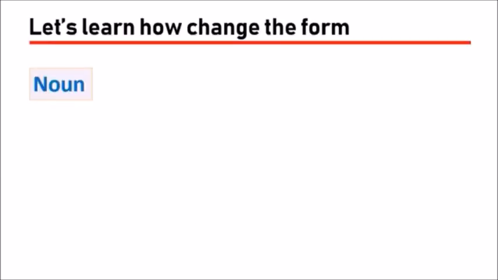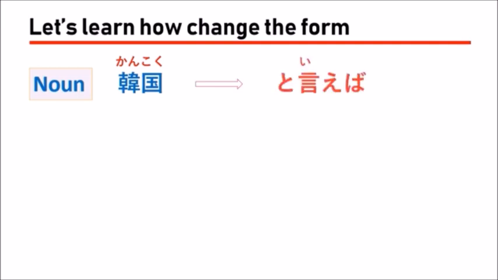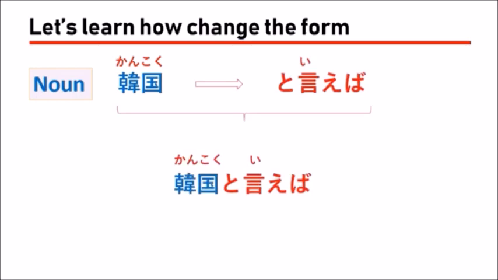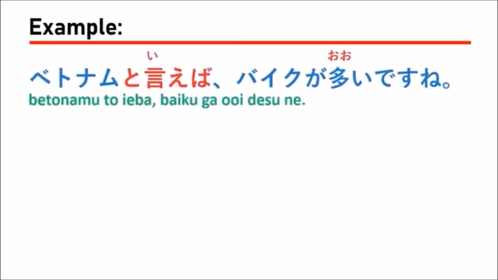Now let's learn how to change. If you have kankoku as the noun, it means Korea, South Korea, right? South Korea in Japanese is kankoku. But when you use it with to ieba, we can say kankoku, and after that followed by to ieba, which means we talk about South Korea.